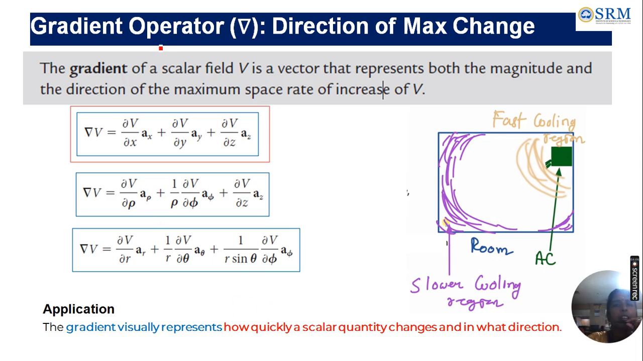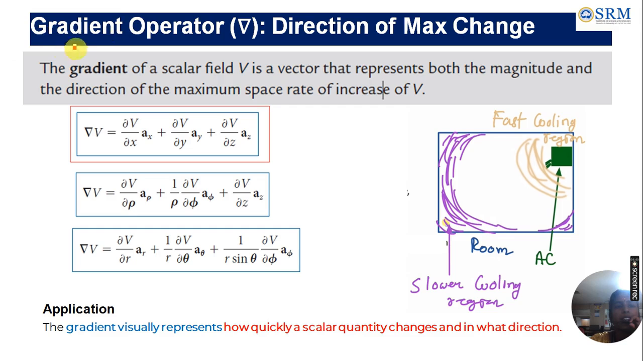So what do we mean by a gradient operator? For example, consider a situation where inside a room there is one AC. If you are closer to the AC, there will be a region of fast cooling, and when we go away from it, there is a region where the AC cooling will be less. This is scalar because we are going to measure only the temperature of the room. Even though the temperature is a scalar, I can measure the rate at which the temperature is changing and in what direction it is changing. So I can measure this using the gradient operator.